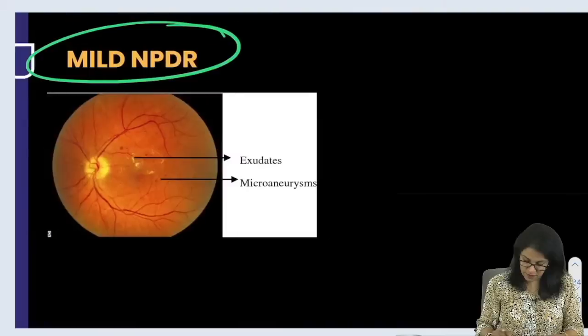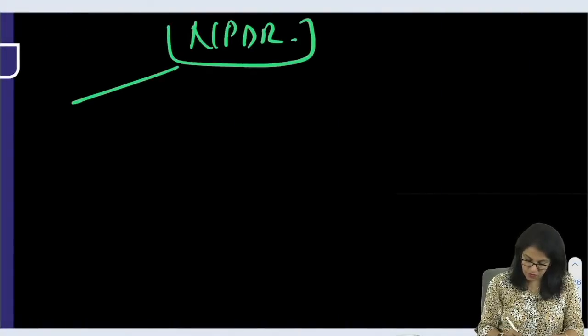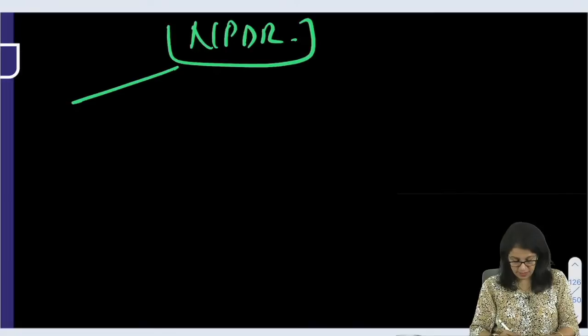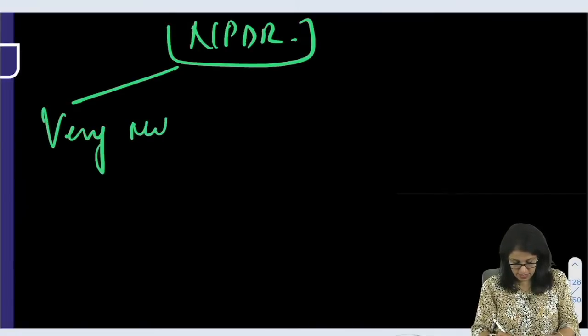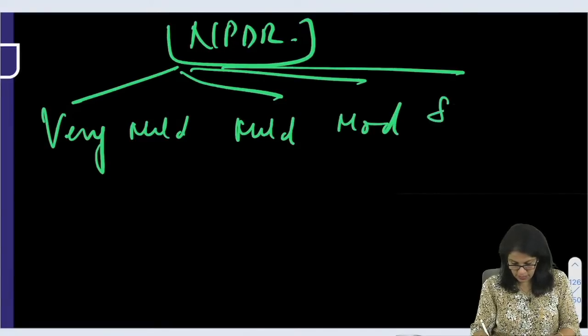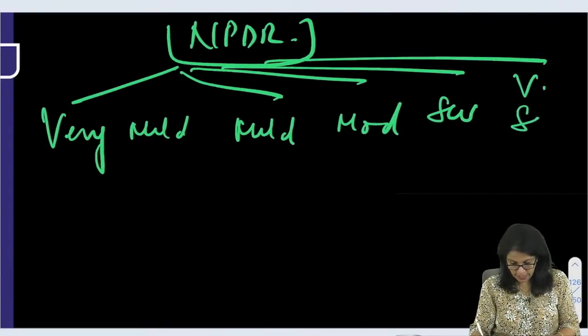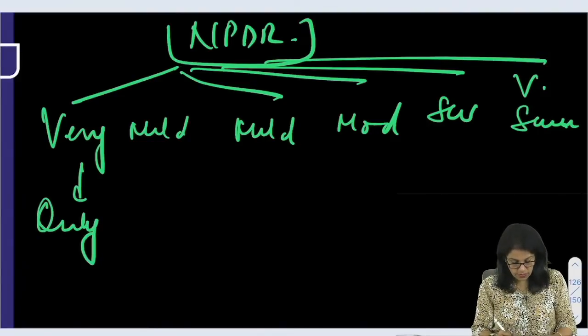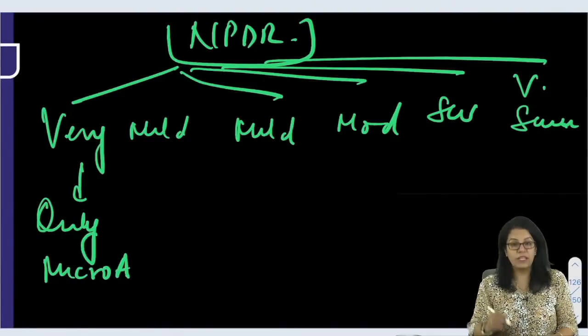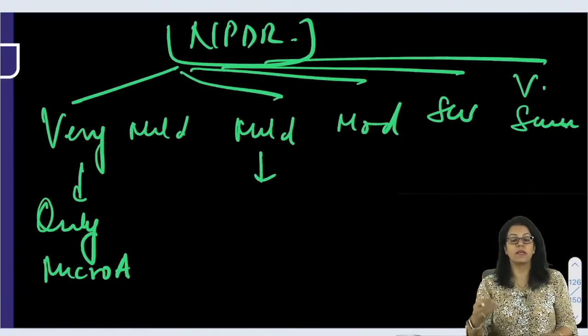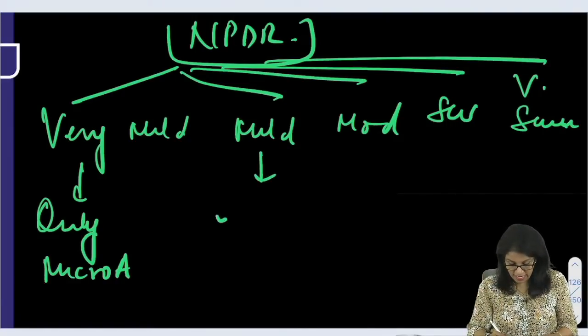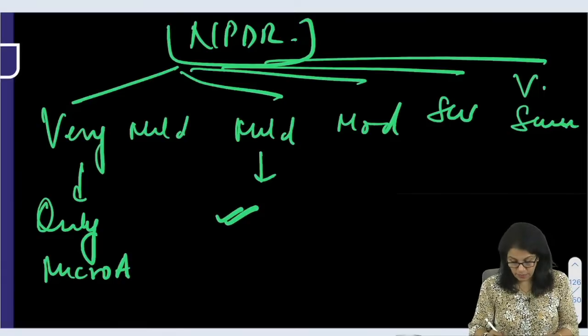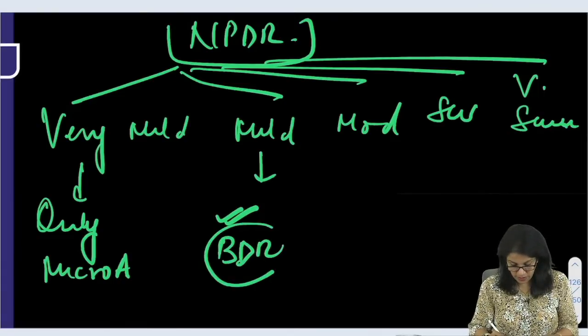Very quickly, let me revise with you. NPDR I have already explained, so I think this is a repetition, and I'll go very fast here. It is very mild, moderate, severe, very severe. So you will revise. Okay, this is important. When I say very mild, these are only microaneurysms, then you call it very mild. But when there are hard exudates also and other features, hemorrhages, exudates, now you call it mild NPDR. That means these are all the features of background diabetic retinopathy.